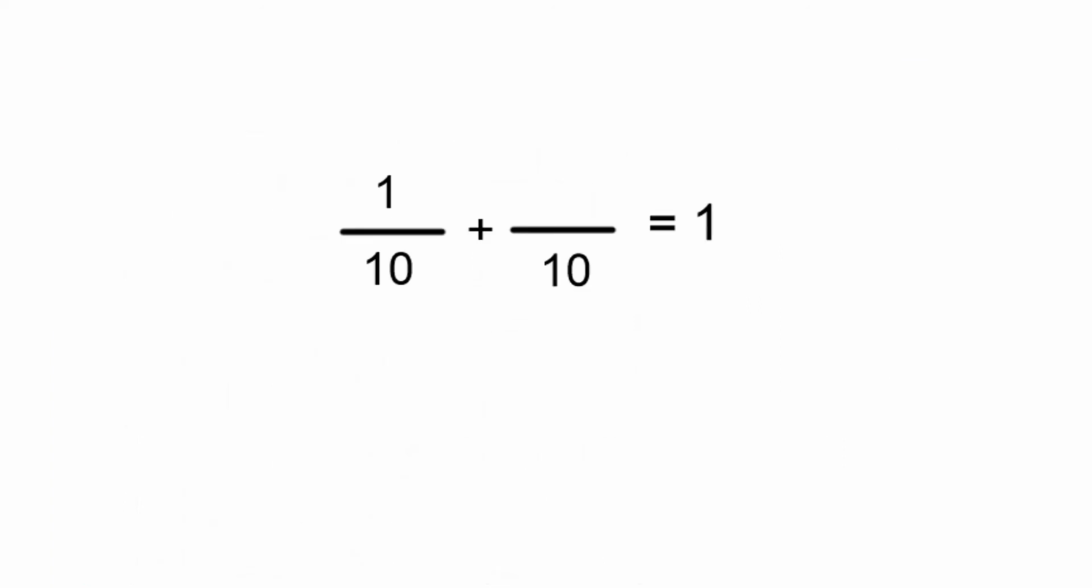A tenth plus something tenth equals 1. What would it be? So we know 1 would be 10 over 10.